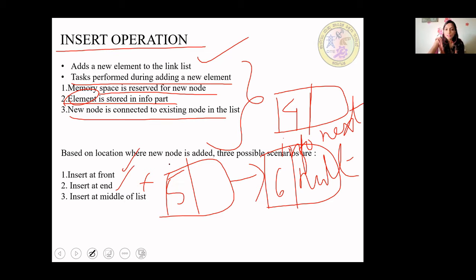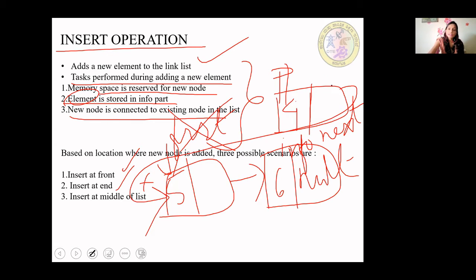So assume I want to insert in the front. Then what do I have to do? I have to change the first. Yes or no? Maybe this is P. P of next will point to 5, and now the new first is 6. So like this, we insert.